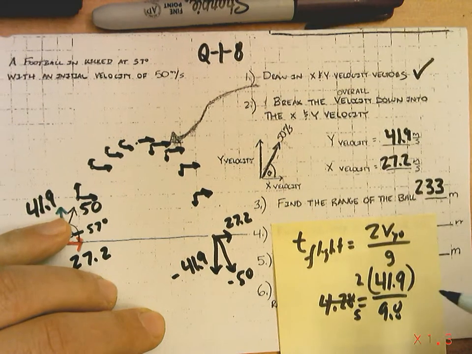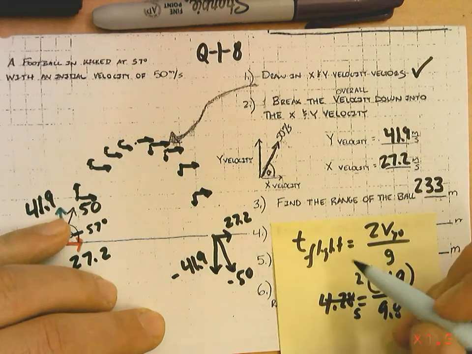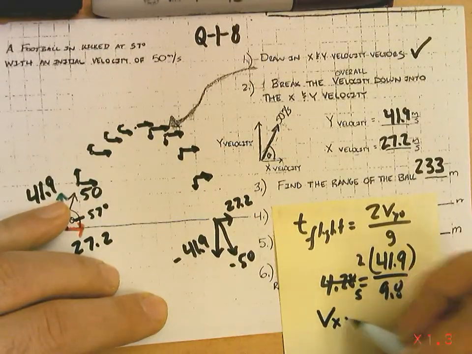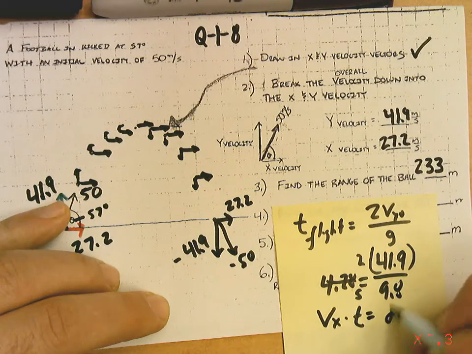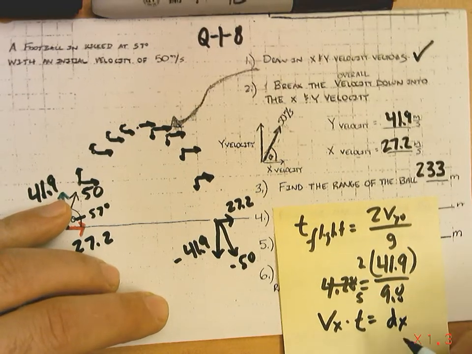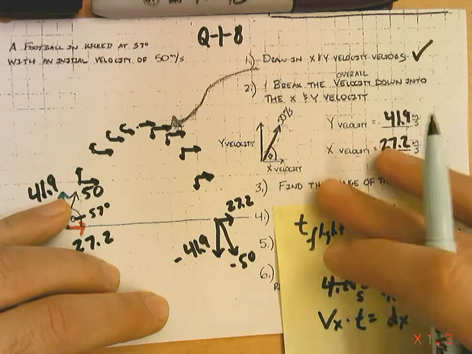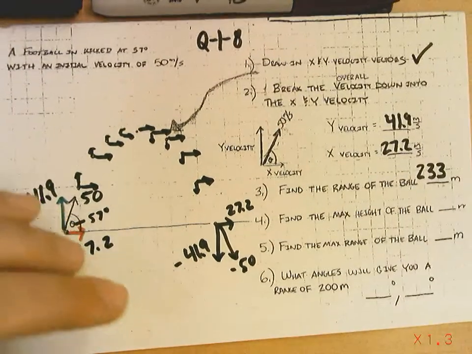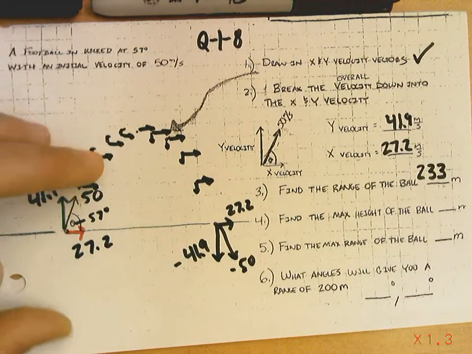That's just one way we could prove it, is by multiplying the x component. Right? We took Vx times t and it gave us dx, or the range. Just a way to check yourself. You don't have to do that, but I just needed to make sure it was right before I went on, so I checked it.